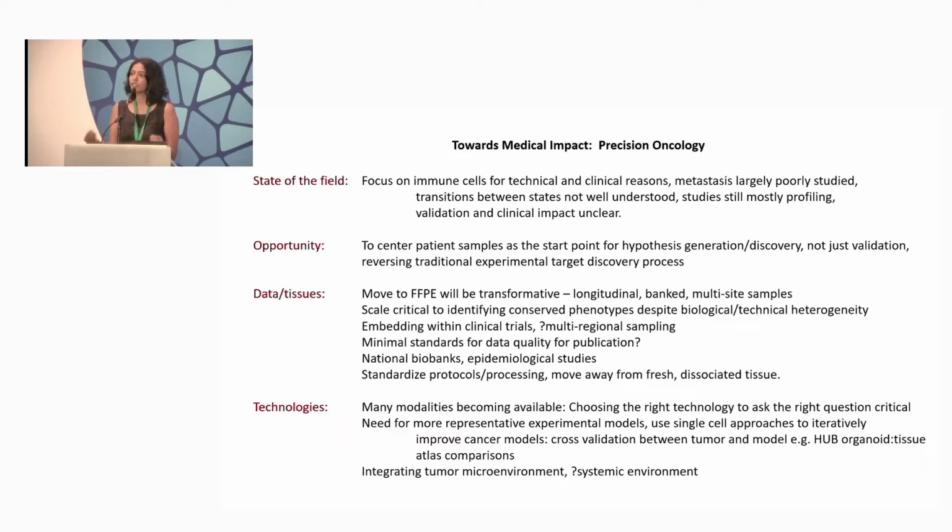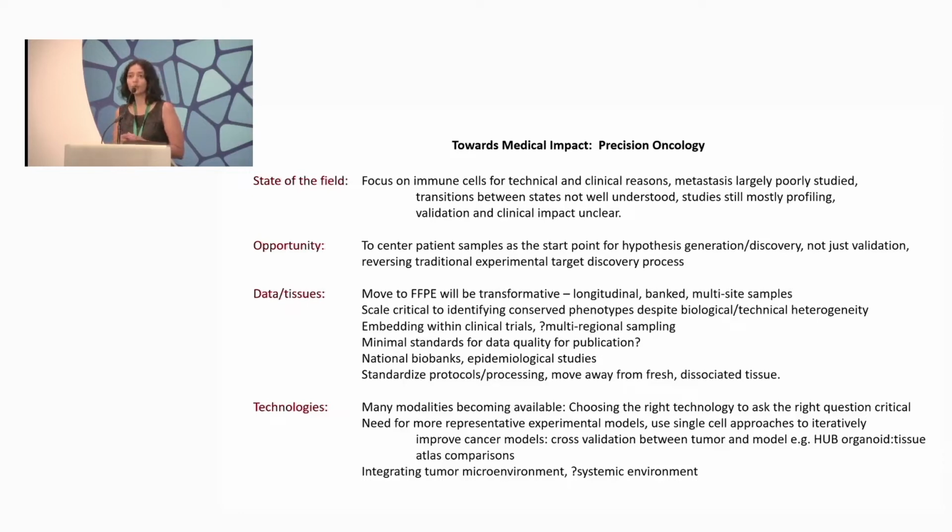And of course, heterogeneity, starting with the different genotypes of the tumors, is a starting point for cancer, unlike, for example, in regeneration or development, where things are likely to be more uniform. We also think that embedding within clinical trials is important. Multi-regional sampling is likely to become important.